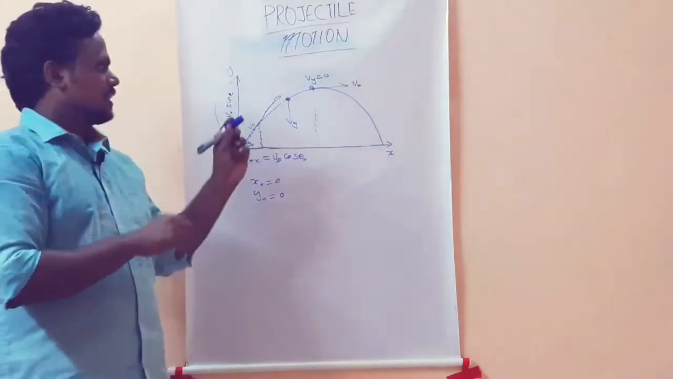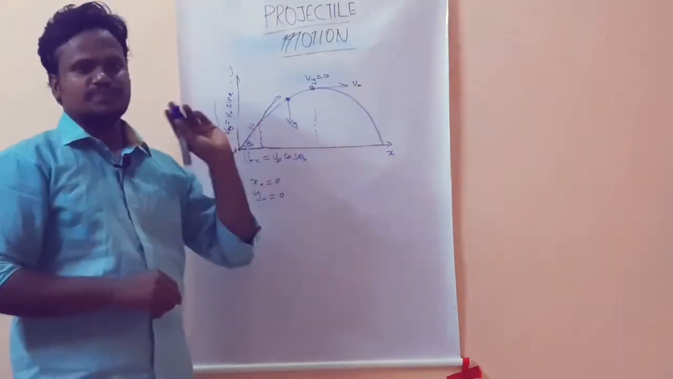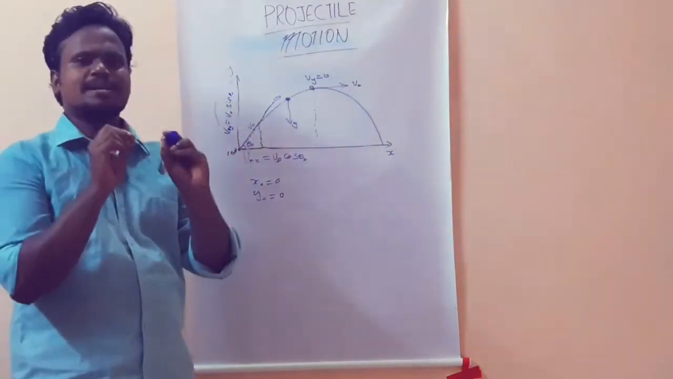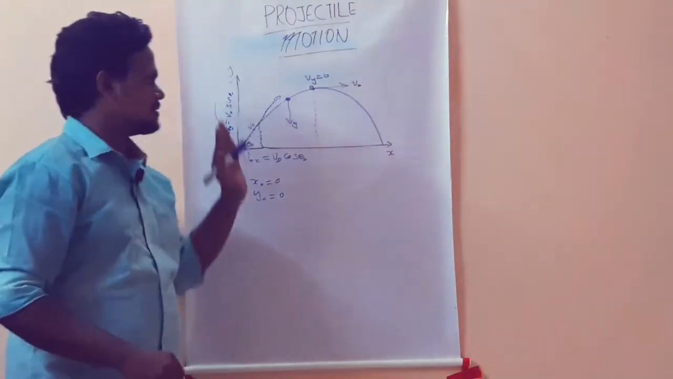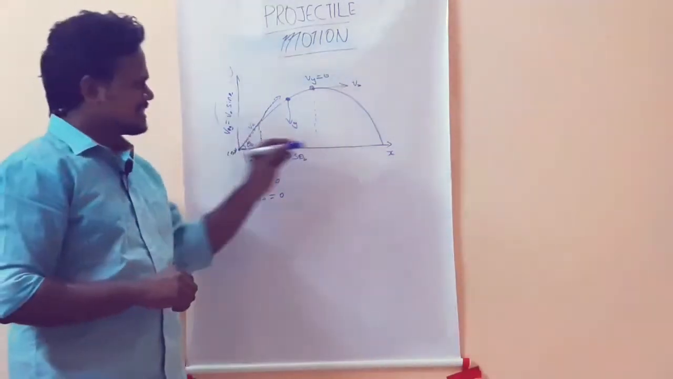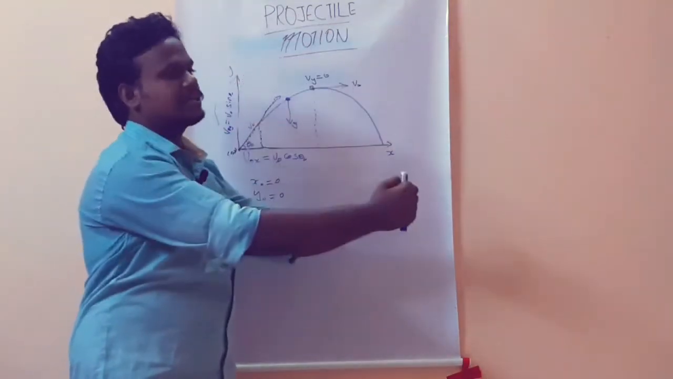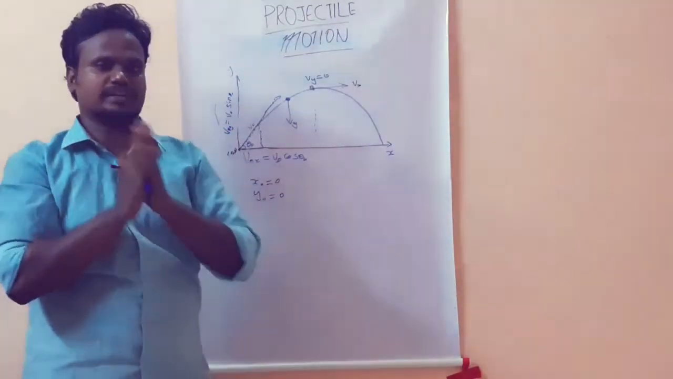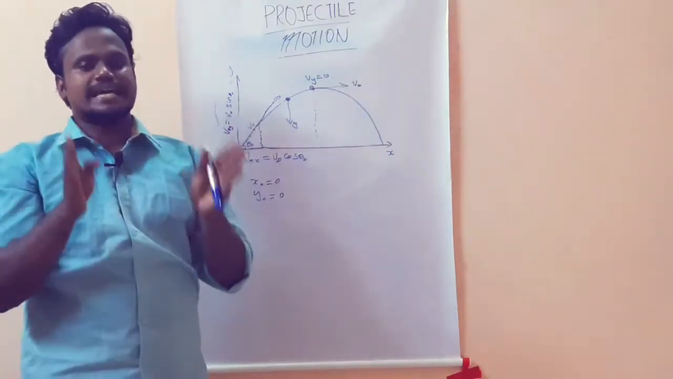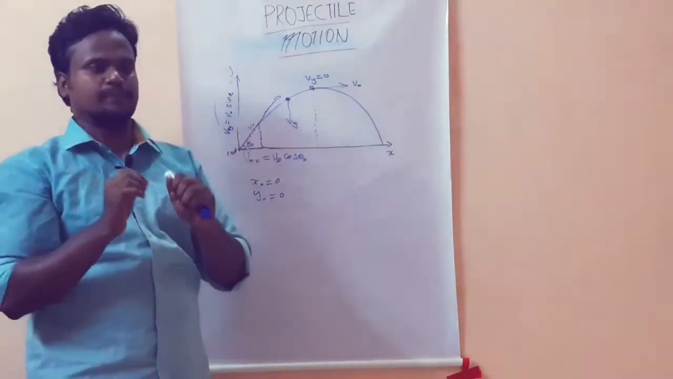In detail, the stone or the projectile we are throwing is simultaneously moving in the x-axis as well as in the y-axis. In the x-axis it is moving forward, in the y-axis it is moving upward, then it comes downward because of gravity. So these are the two things simultaneously acting on the projectile.